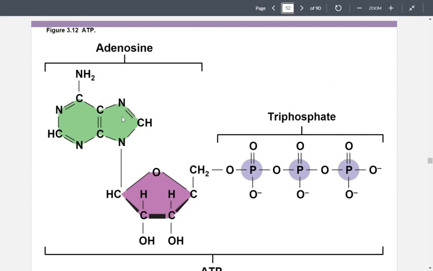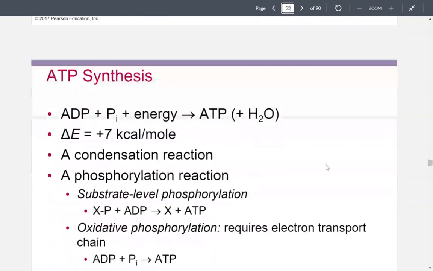We have an adenosine group attached to 3 phosphates. 1, 2, 3. The link between the second and third phosphate is actually the high energy bond, and when it is broken, it releases energy into its surrounding area. And then we recreate that bond by attaching it, and that's how we store energy.